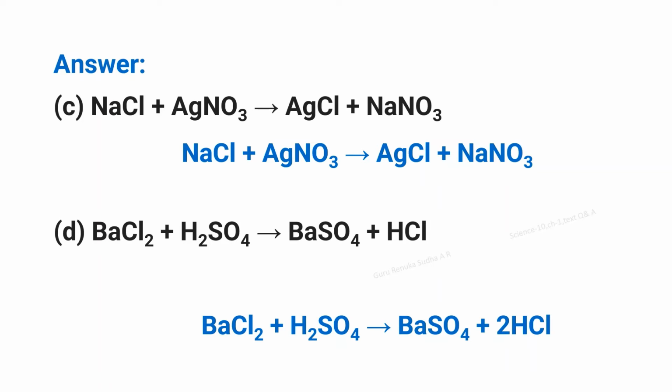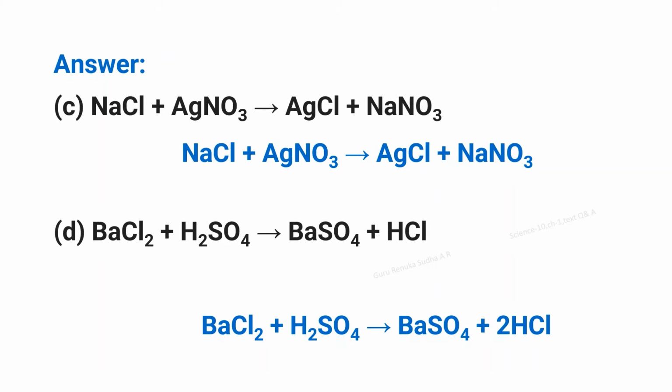Then what I have done: BaCl2, H2SO4 and HCl. See, is that balanced or not? You have to check it once. Okay, 2 molecules of hydrogen and 2 molecules of hydrogen are there. Cl is also 2 atoms and on this side also 2. Okay, now we can say that it is balanced. Okay, yes, move on to the next one.